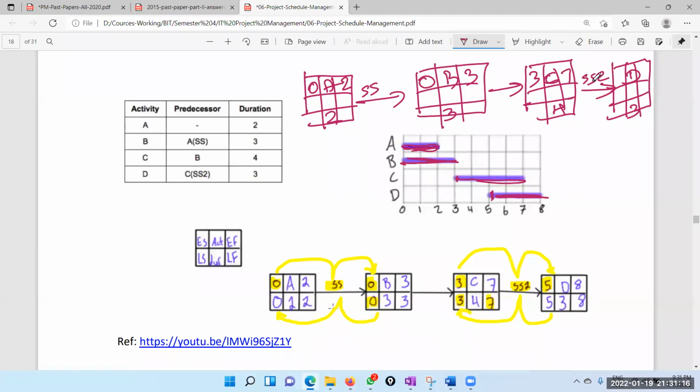This is again start to start. That means when this starts, we can start this, but there's a delay of 2. So this starts on the 3rd day, and we need to have a 2 day delay. Therefore, we can start this on the 5th day. Then 5 plus 3 is 8. And then the backward pass, 8, 8 minus 3 is 5.